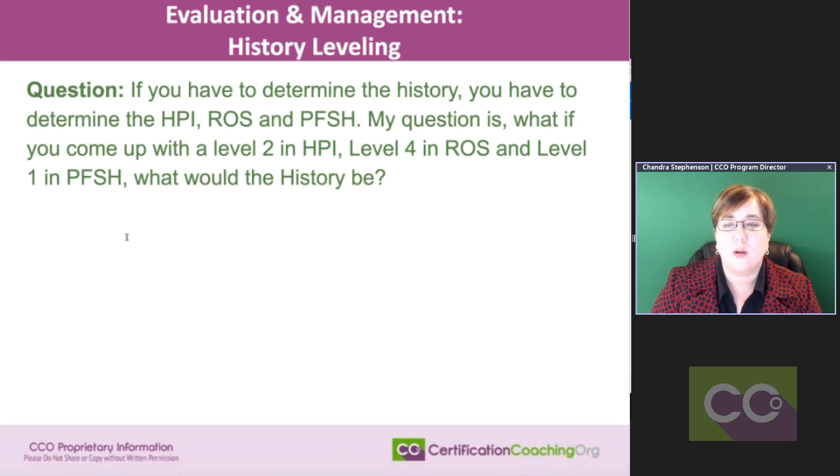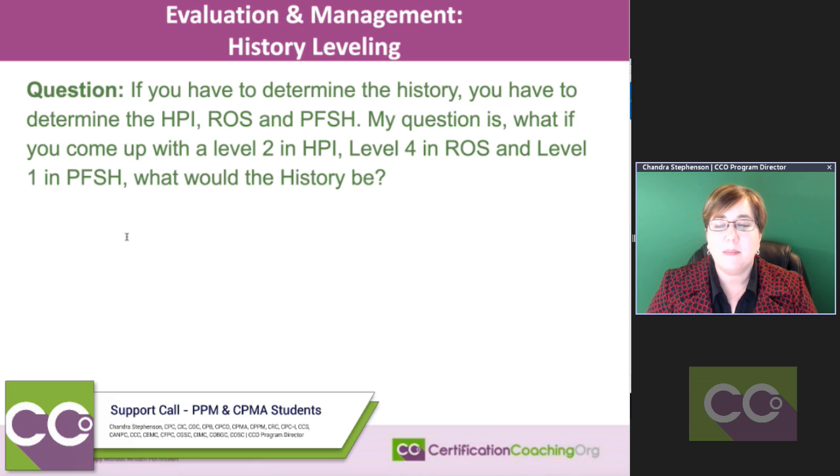So let's look at this question. It says, if you have to determine the level of history, you have to determine the history of present illness, the review of systems, and the past family social history. My question is, what if you come up with a level 2 in HPI, a level 4 in review of systems, and a level 1 in past family and social history? What would the history be?